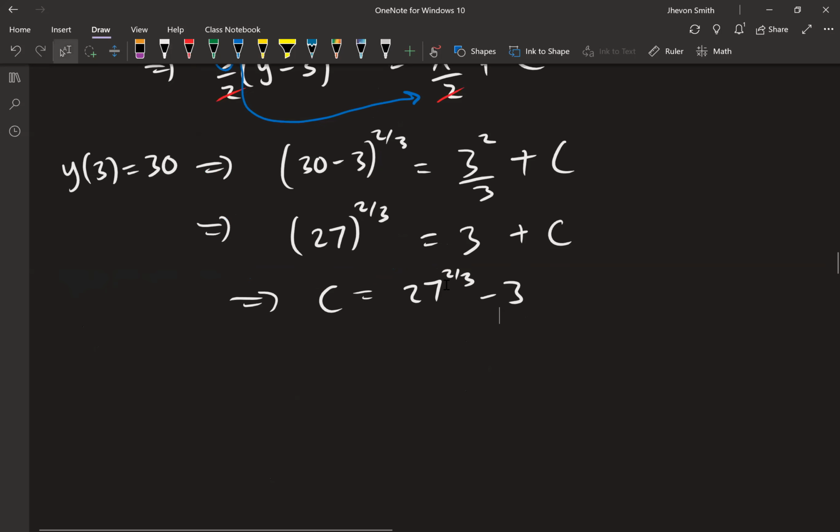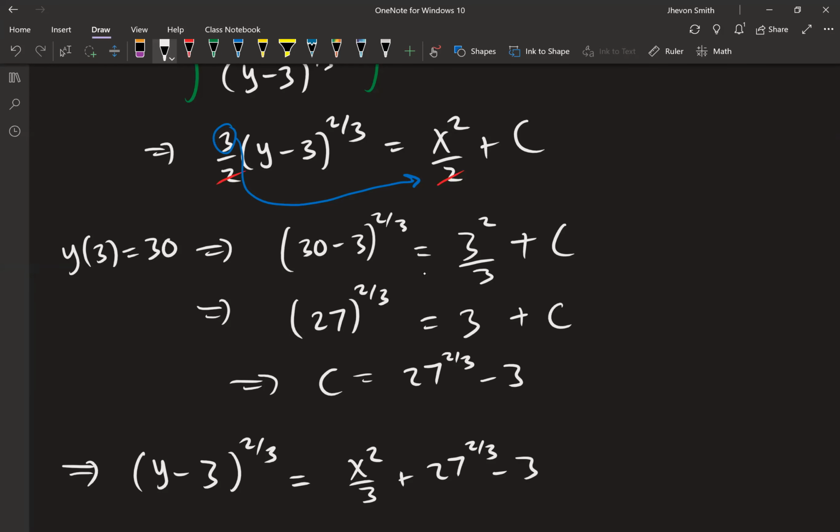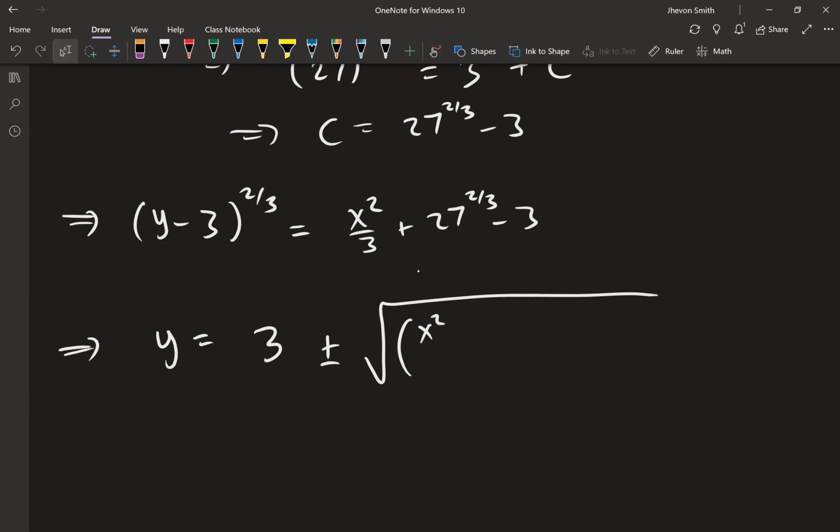And I can go back and solve. So now I have y minus 3 to the 2/3 equals x squared over 3 plus 27 to the 2/3 minus 3. And boom, I would get y equals 3 plus or minus the square root of x squared over 3 plus 27 to the 2/3 minus 3 cubed.